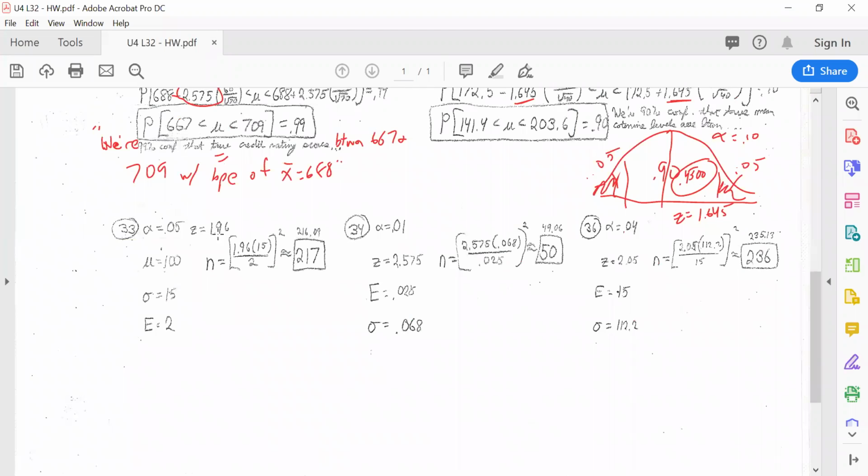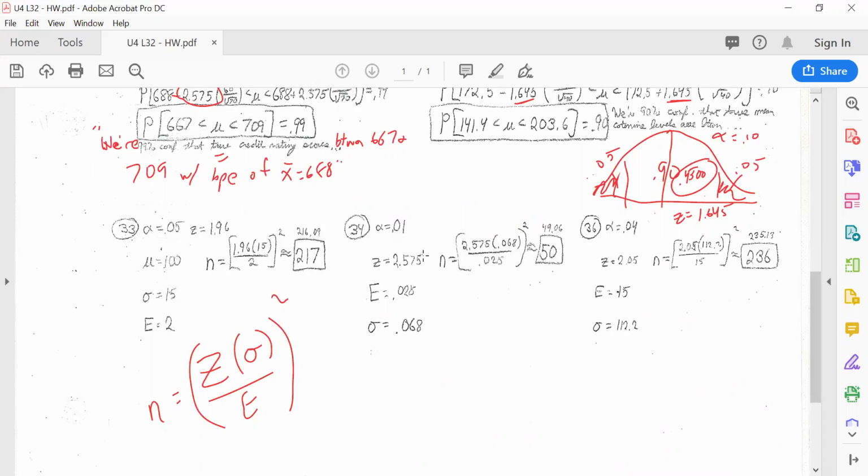So for 33, 95% confident, 1.96. I just plugged in all the values into the equation that I gave in the notes. The z-score, I'll just write it here one more time: the z-score times sigma all over the error piece, quantity squared. That's n. And so there's the z-score times sigma over the error piece, squared, and I got 216.09. Remember, you're always rounding up.